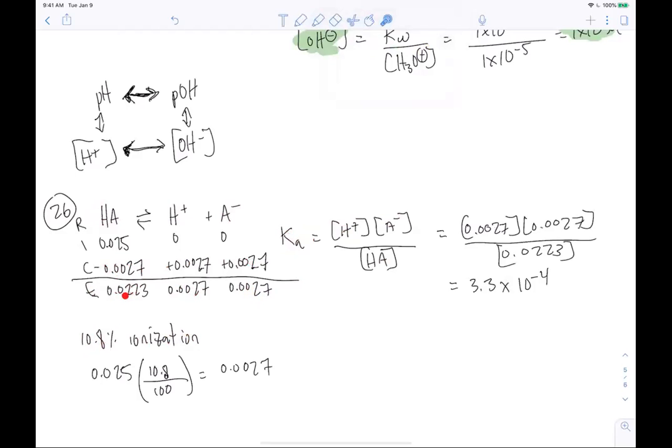It says that at equilibrium, whatever I started with of HA, I'm going to have lost 10.8% of it, and that the products, I'll have gained 10.8% of those. So at equilibrium, I'll have lost 10.8%. Let's just call it 11%. I'll have lost 11% of my HA, and I'll have gained 11% on the product side. And then I can take those values and plug them in here to get my equilibrium constant.